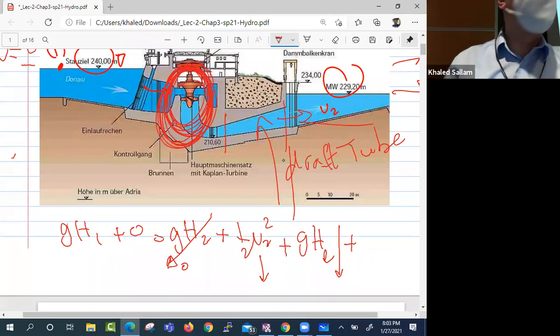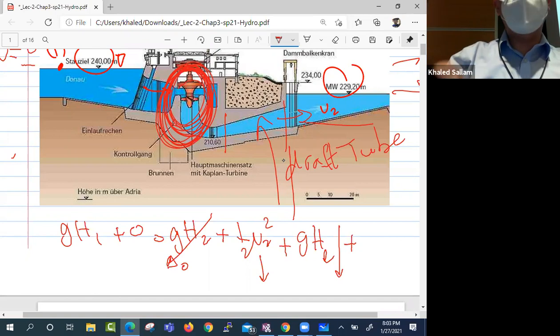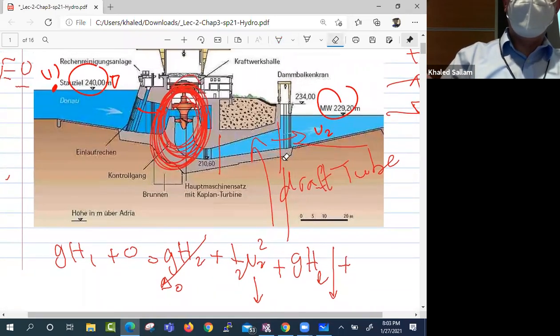What? What am I circling over here? I'm trying to circle the rotor. When it comes to energy, doesn't this rotor do something for us?